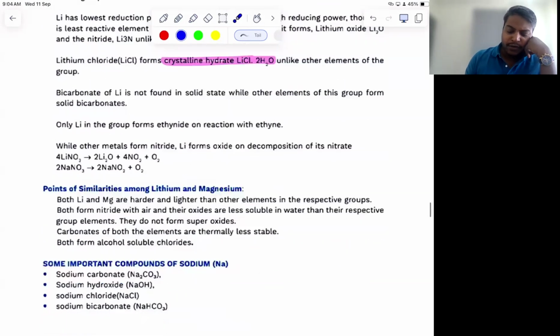Only lithium in the group forms an ethanide, with the ethyne formation. Okay, so you can see that. This will form Li2C2 directly.